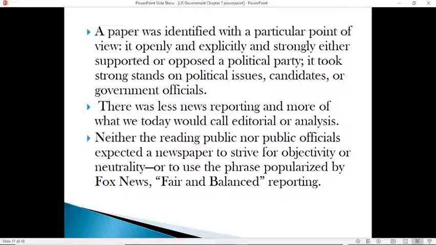So, papers identified with particular points of view. There was less news reporting, and there was more of what we today would call editorial or analysis. And you see that a lot today. You see a lot of editorials. You've got an editorial section in a newspaper.